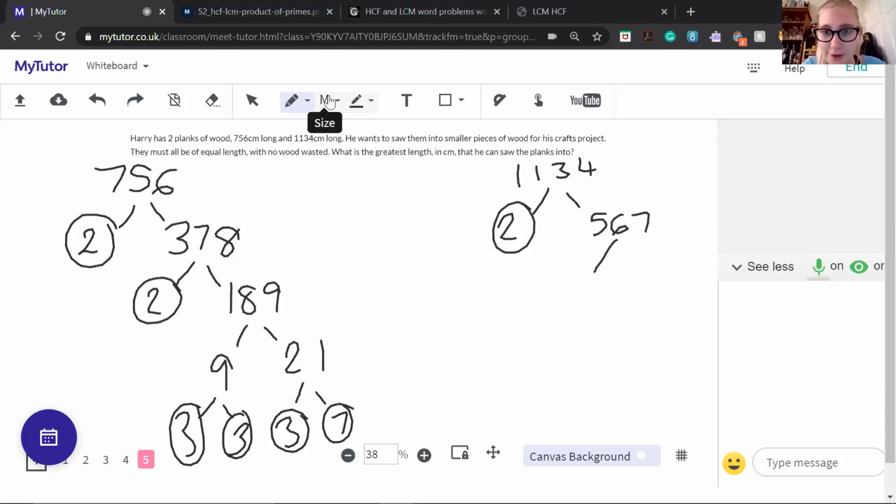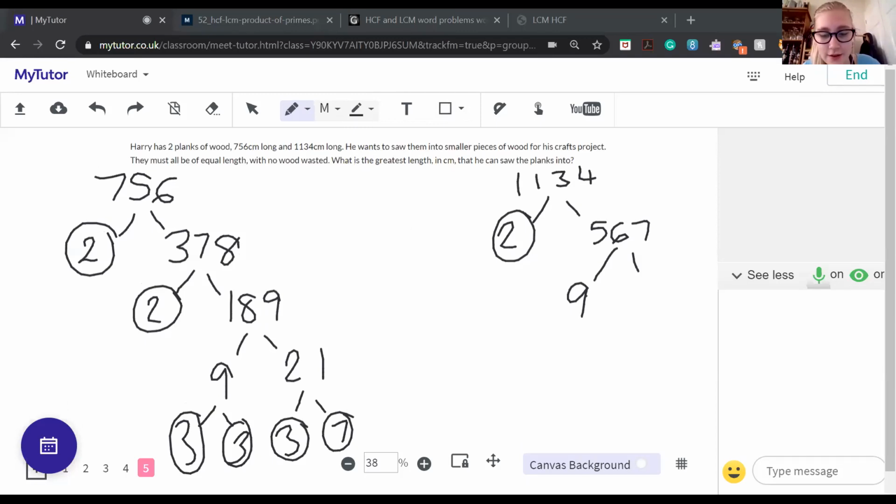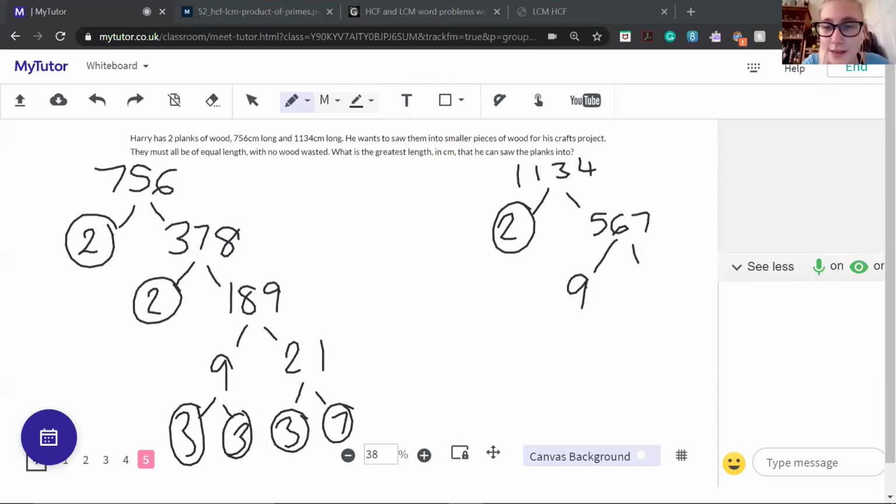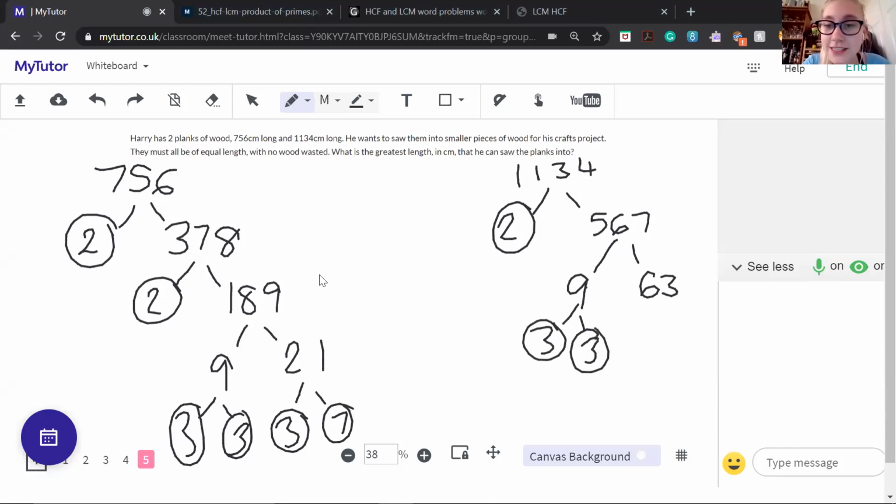They add up to a multiple of 9. So 567 divided by 9, that's 63. 9 is 3 and 3. 63 is 9 and 7. And then that 9 is 3 and 3.